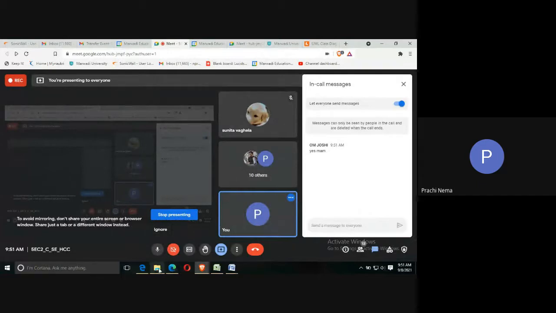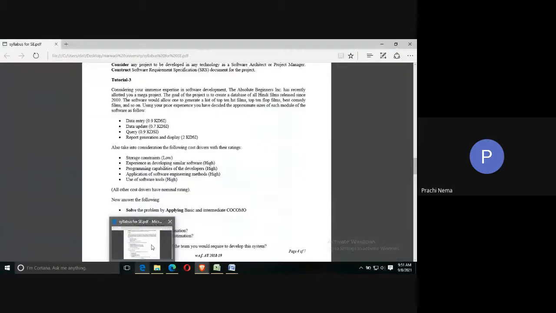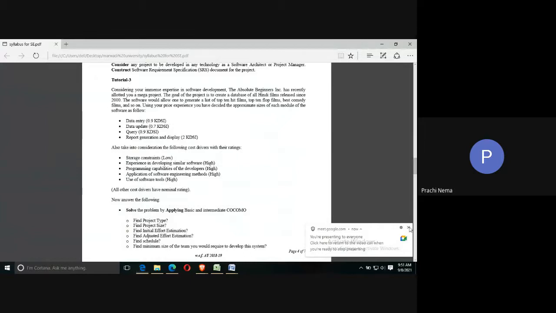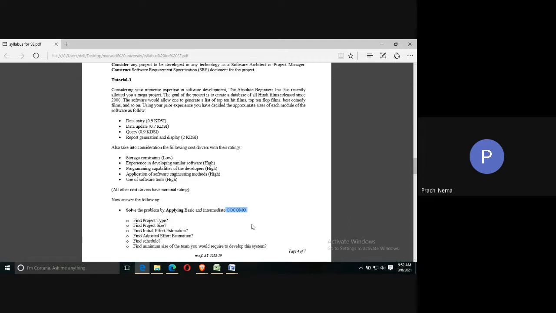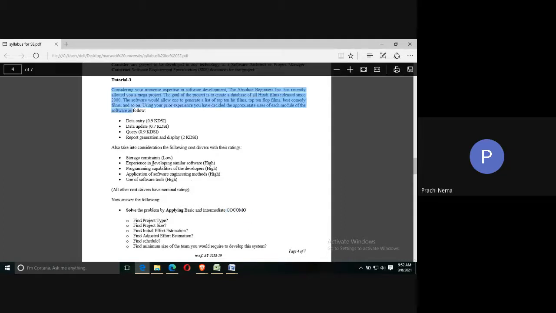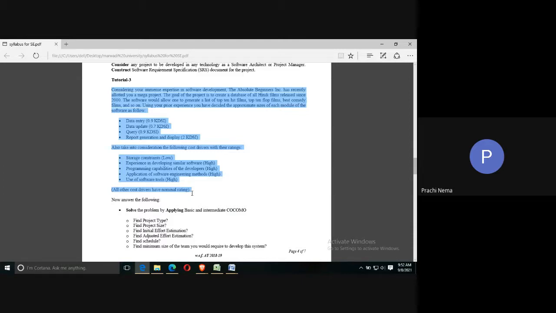Okay, so let me tell you what that experiment is. First of all, see in our list of tutorials, we are going to do this third experiment today. It is basically about COCOMO model. COCOMO stands for constructive cost model. So we would be studying first of all constructive cost model, because this whole is nothing but a numerical. So this is a numerical given to you which you need to solve using COCOMO.